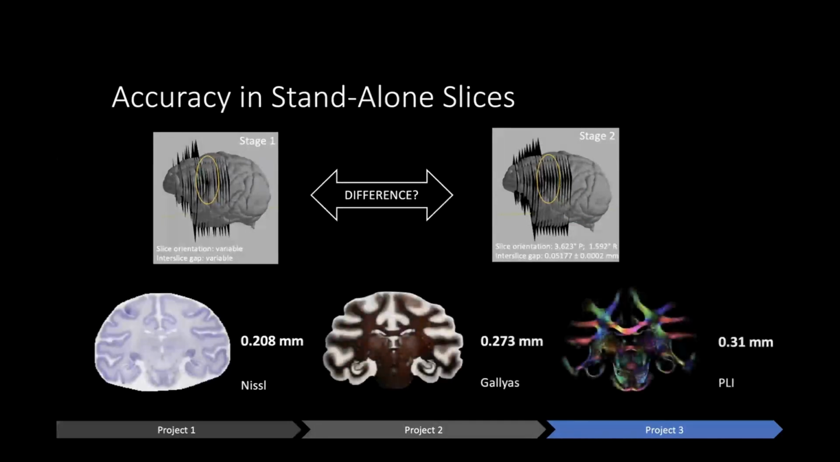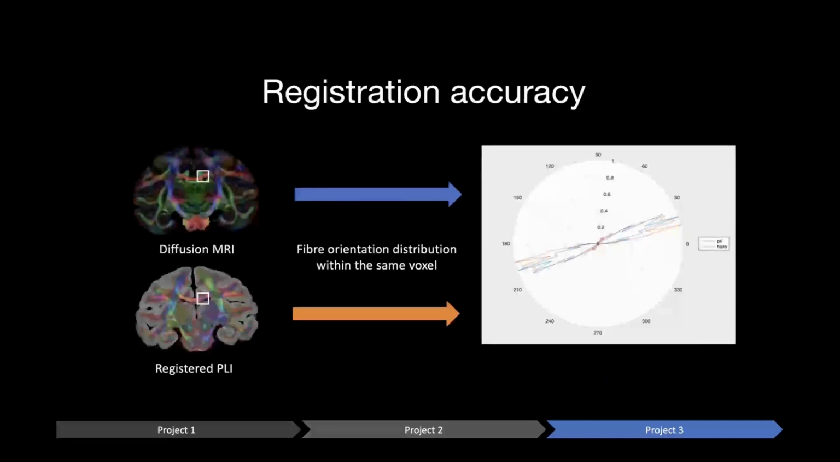Well, we found that the accuracy is pretty much on the same level as I was showing you in project 1, that 0.2 millimeter level. So if you have a single slice that you want to register to MRI, this is roughly the accuracy that you can count on. And here's just an example to show you that once we select a single voxel from the registered data set and we reconstruct the average diffusion fiber orientation from that voxel, we do that from the MRI data and we do that from the histology data, and the two things align really, really closely with each other.